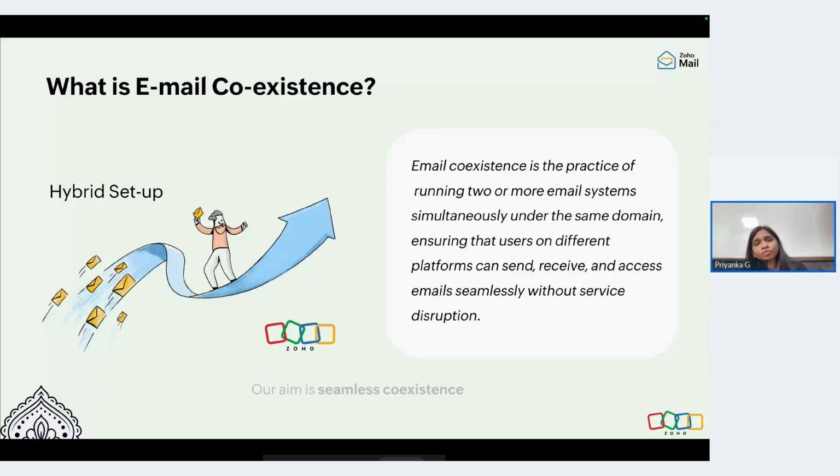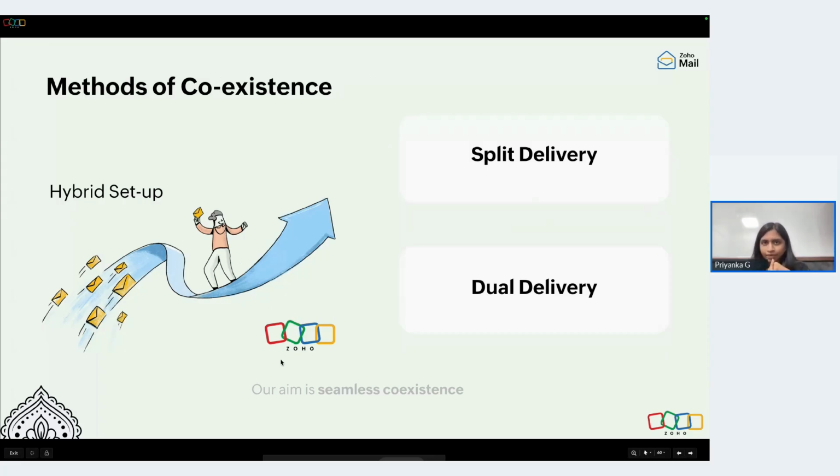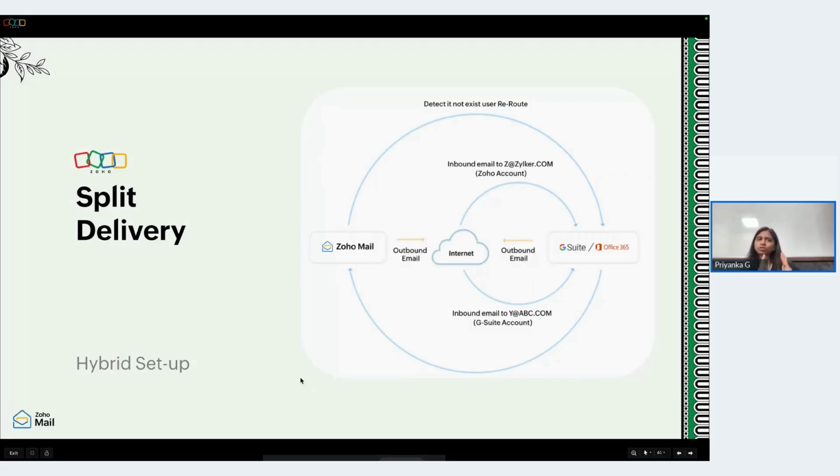Now, if you are configuring coexistence, we have two different methods in hand: split delivery and dual delivery. Split delivery is where you configure two different sets of users. Let's say you want to configure 10 users in Zoho, and the rest of the users can stay behind in the legacy server that you're using. When an email comes to your organization, it goes to the legacy server first. In the absence of the account, the email will be routed to Zoho. This is how split delivery works, where you have two different sets of users configured on both providers.